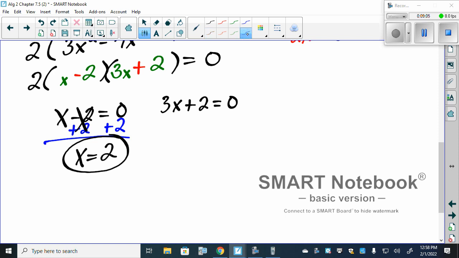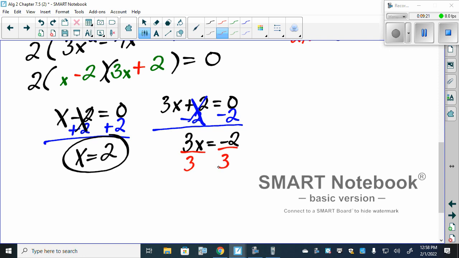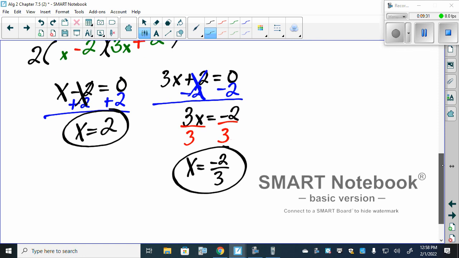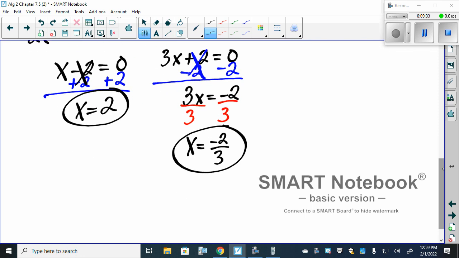Now we'll do a similar thing for the other side. We'll subtract 2 from both sides first, because these would cancel. Telling me that 3x is equal to negative 2. Then we would divide both sides by 3, telling us x is equal to negative 2 thirds. Any questions on this here?